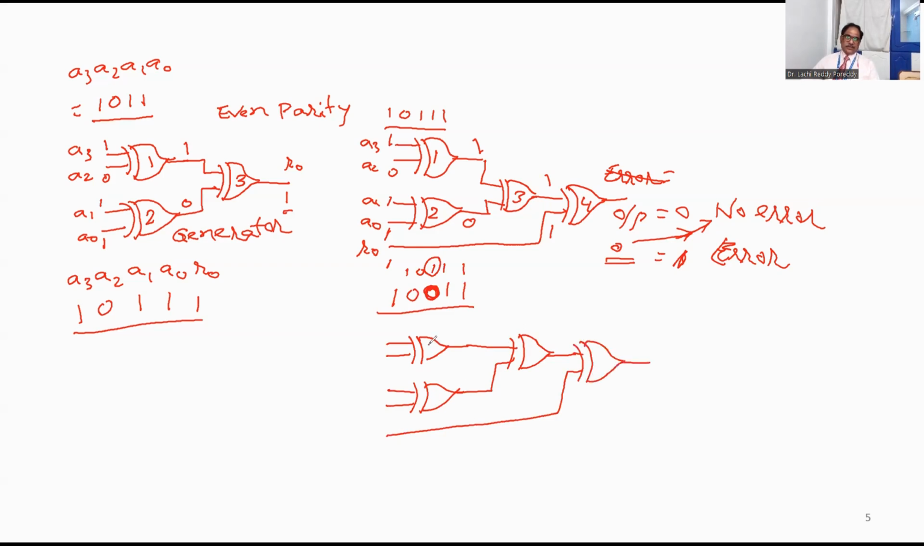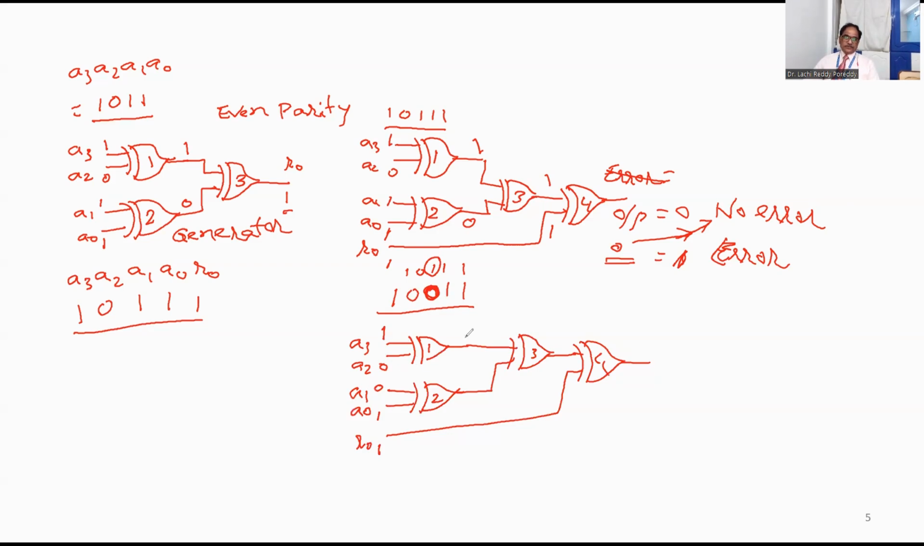Fourth XOR gate: 1, 2, 3, 4. So this is A3, which is 1. This is A2, that is 0. So A3, A2, A1, A0, R0. Then A1 is also 0. A0 is 1. So 1, 0, 0, 1. R0 is also 1. 1, 0, 0, 1, 1.